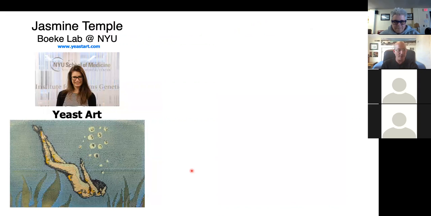Another collaboration I started with Jasmine at NYU, and her lab, the lab she works in, they make yeast having various different colors. And she has an apparatus called an echo printer that can print these different colored yeast on an agar plate. And so this is a drawing that she made that she converted to a digital format and that she printed on.